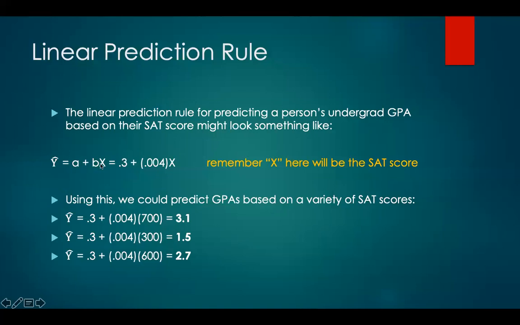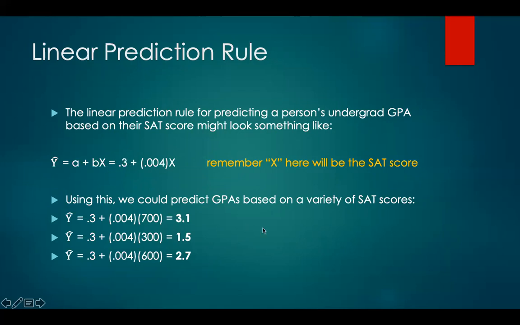Y equals a plus bx equals 0.3 plus 0.004 times x. Remember, x here will be the SAT score. And this right here is the slope of the line. And this here is the y-intercept.